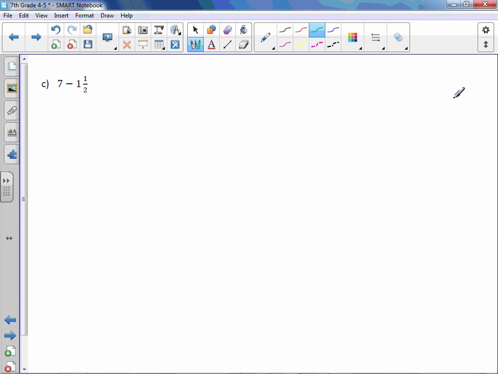Letter C. 7 minus 1 1/2. Now, we need common denominators. So I know I need a denominator of 2. And right now, we don't have anything extra. So we really have 0 halves.